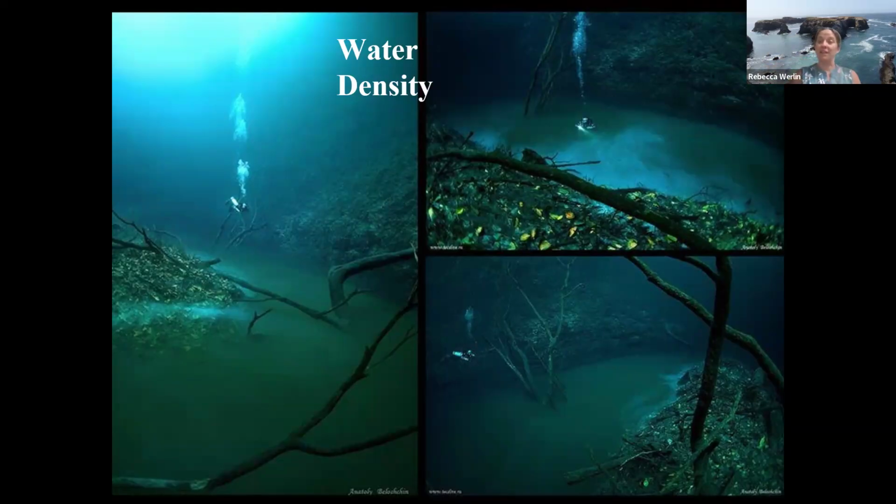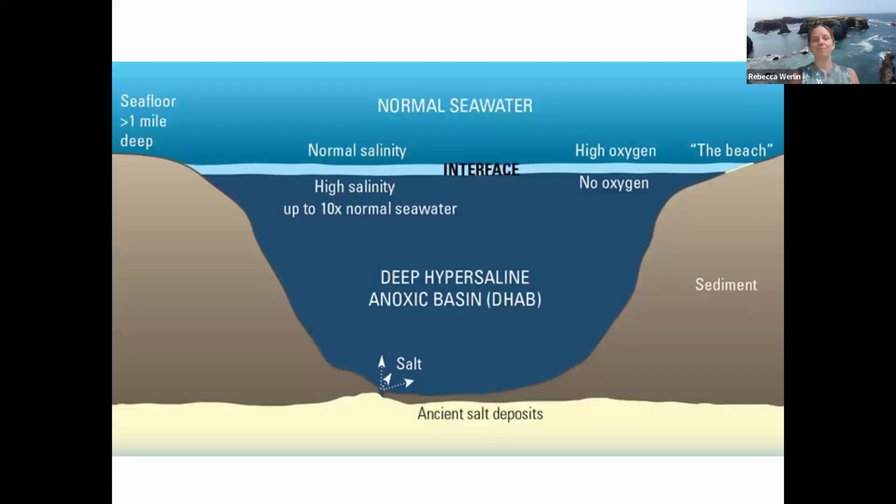We often see this in the ocean. And so you have these amazingly stratified water columns where the different densities in water really make these sharp, defined differences in water. And that's all based on water density.